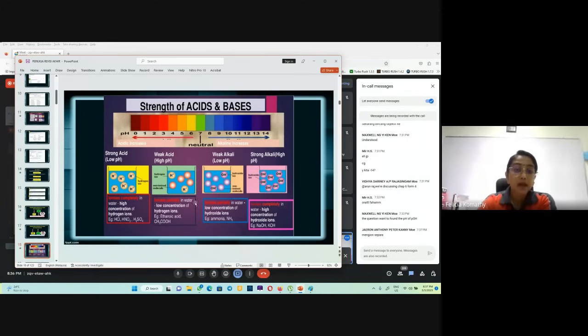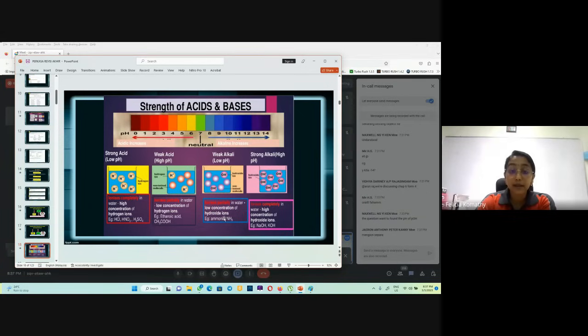Okay, now we go for alkali. Same thing. Weak alkali means a low degree of ionization, which means it ionizes partially. For weak alkali, we have only one. Remember, ammonia solution is a weak alkali. When it comes to strong alkali, there are only two: sodium hydroxide and potassium hydroxide for your level. So are you clear?